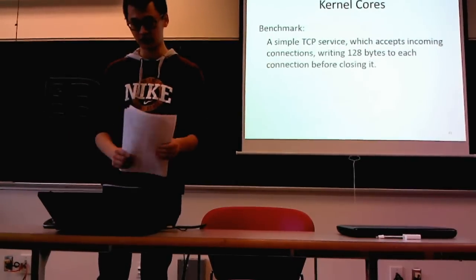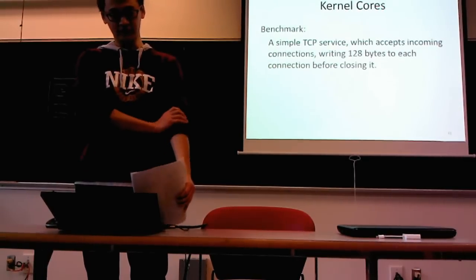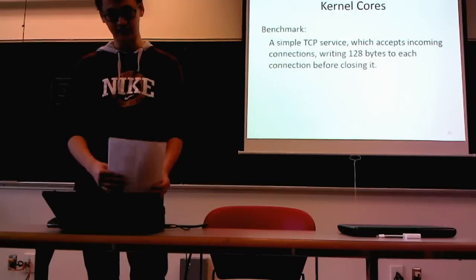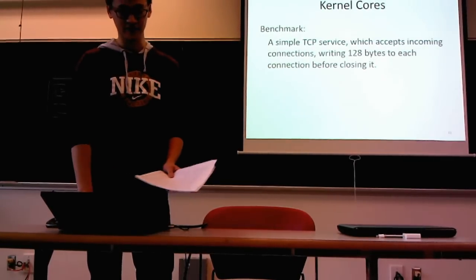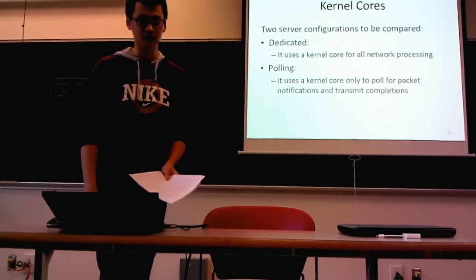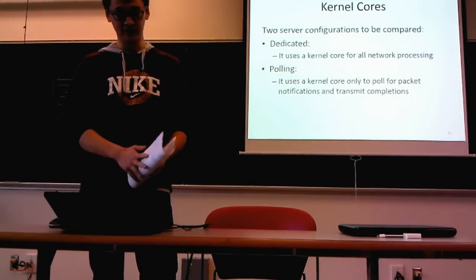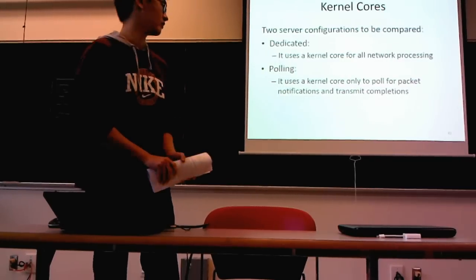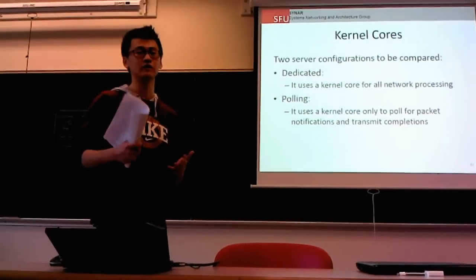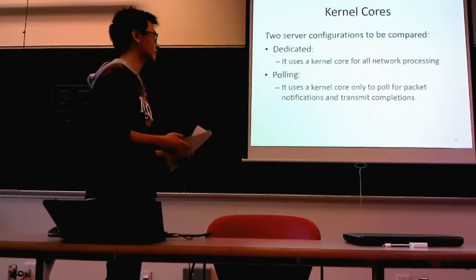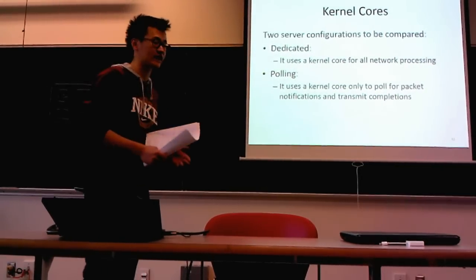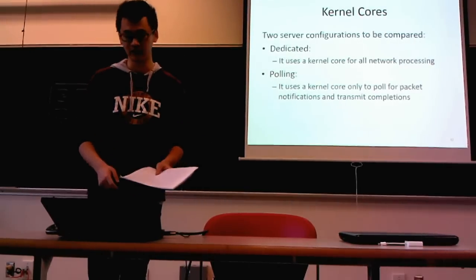Okay, let's come to the next experiment. For this one, the authors used a simple TCP service which accepts incoming connections and writes 128 bytes to the connection before closing it. The authors are comparing two kinds of configurations. One is dedicated and the other is polling. For dedicated, it uses a kernel core for handling all the network processing, and for polling it only uses a kernel core to poll for packet notifications and transmit completions.